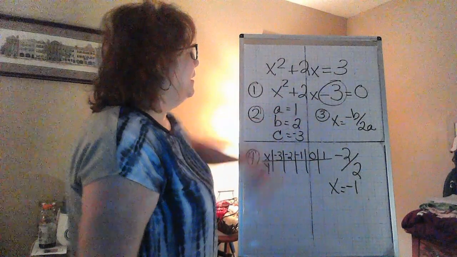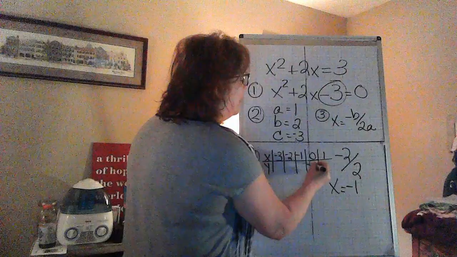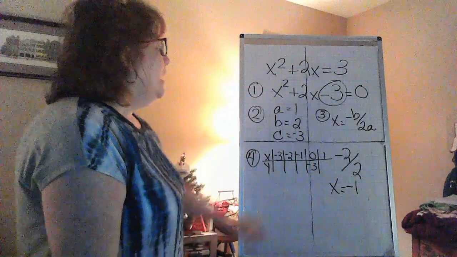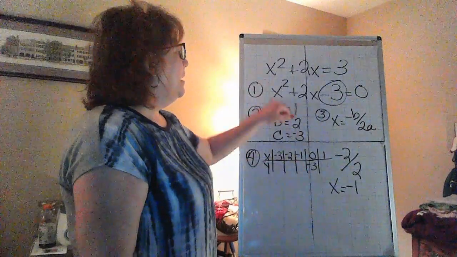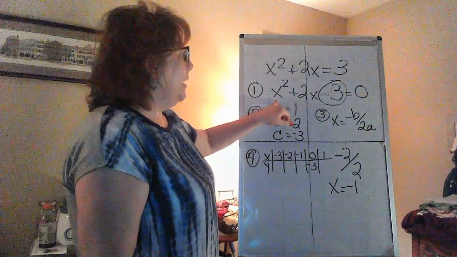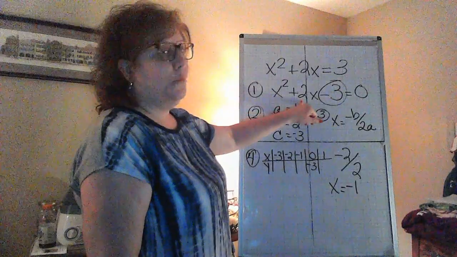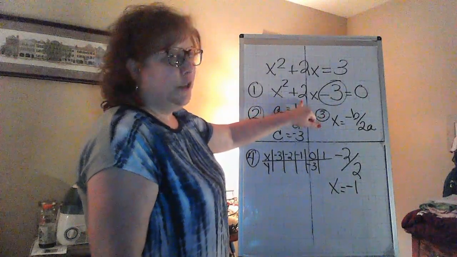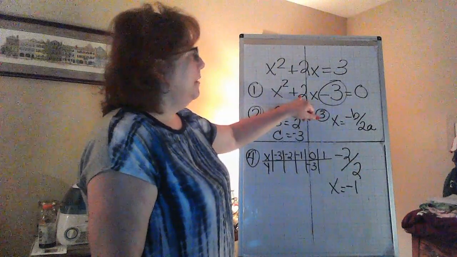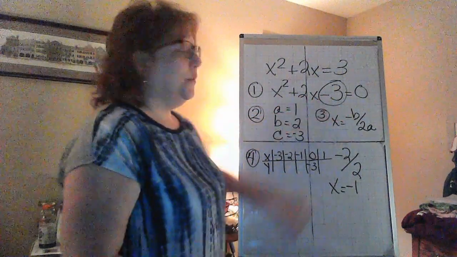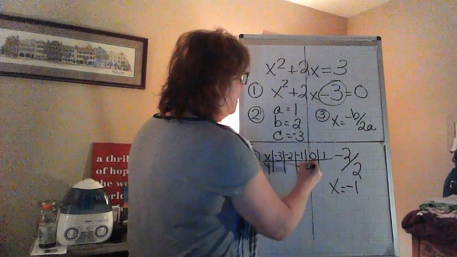If I stick the 0 in, I'm going to get negative 3. If I stick the negative 1 in, this is going to give me my other vertex point. Negative 1 times negative 1 is 1. 2 times negative 1, though, is negative 2. So 1 minus 2 is negative 1. Minus 3 is going to be negative 4.